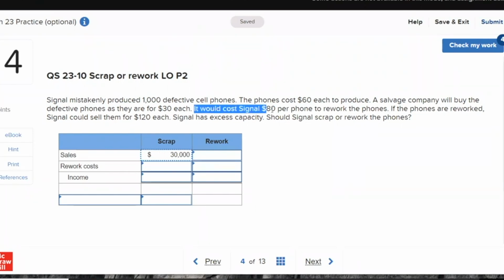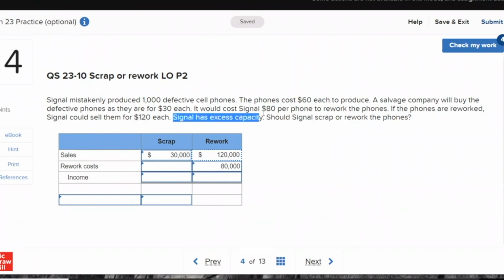However, it would cost $80 per phone to rework the phones. The cost of reworking is $80,000. However, if we rework them, we can sell them for $120 each. It's $120,000.